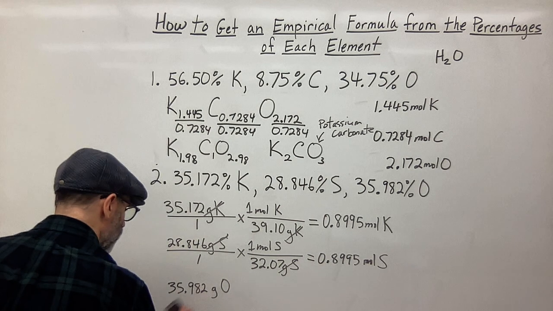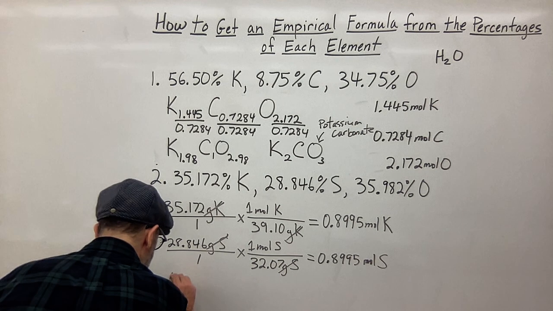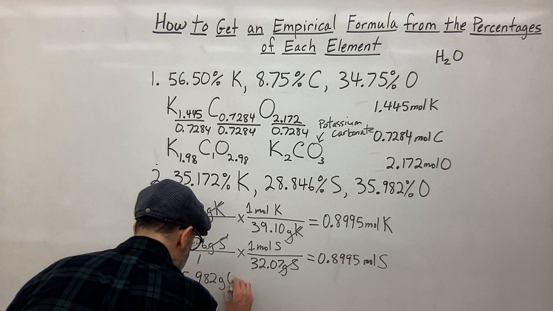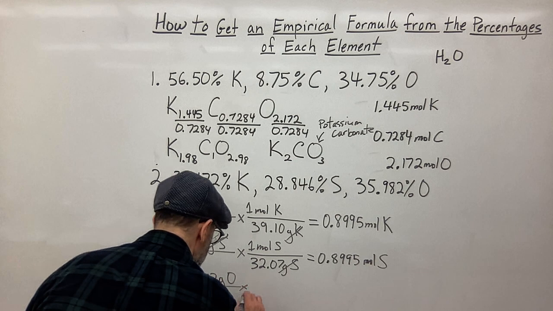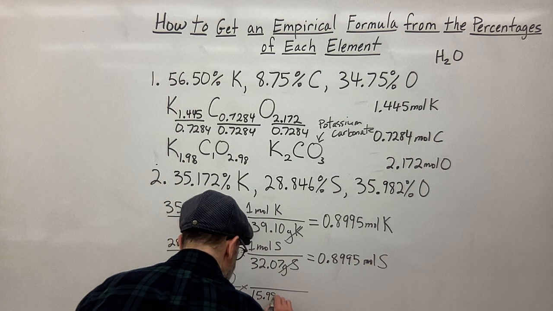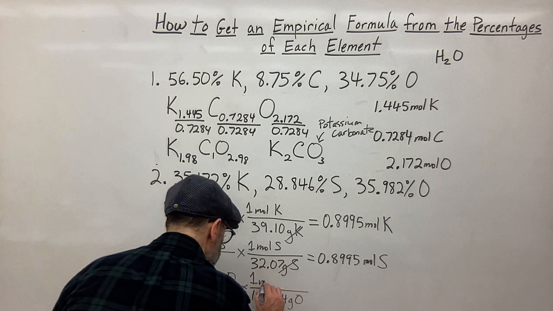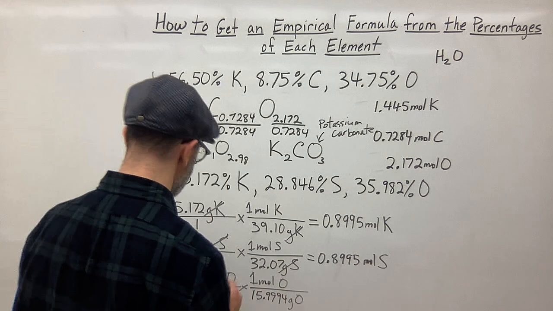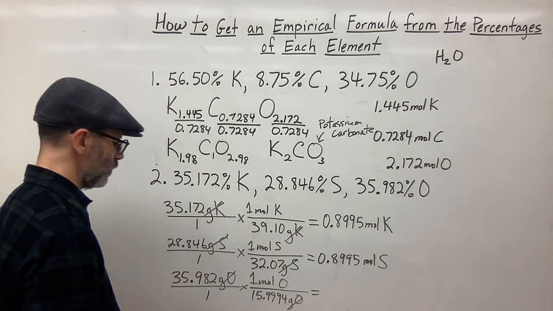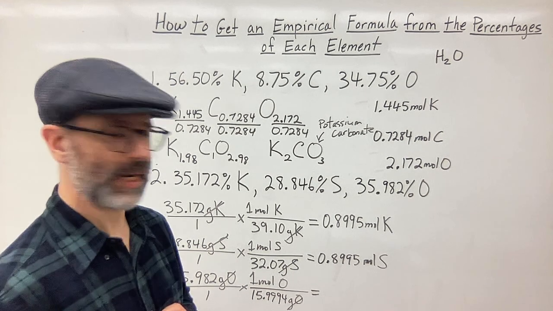And then next, finally, I got oxygen. I'm going to move this up a little bit: 35.982 grams of oxygen over 1. And of course, I'm going to multiply by the conversion factor. So 15.9994 grams of oxygen on the bottom, 1 mole of oxygen on top. So grams of oxygen cancel out. So again, I'm going to get moles of oxygen. When I calculate that, I get 2.2490.